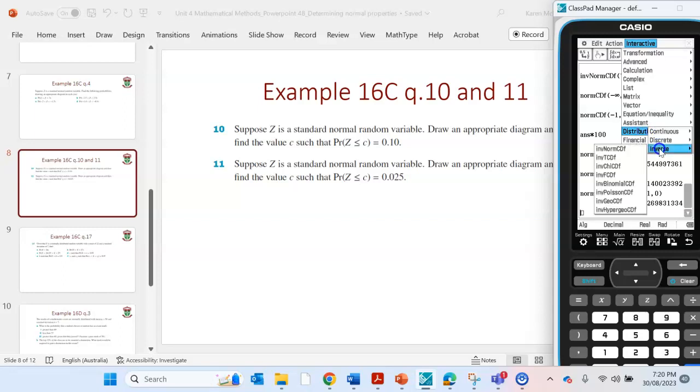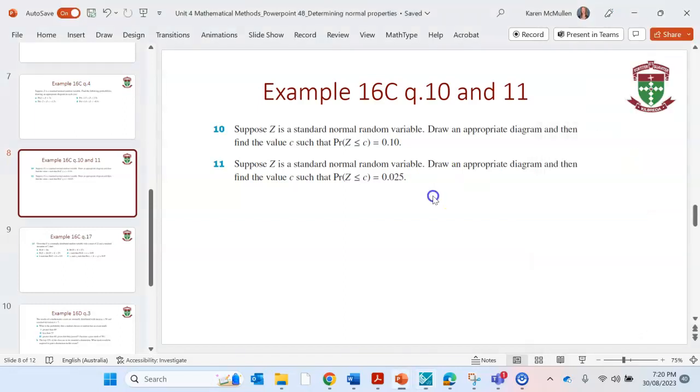So the inverse is now just going to tell us what that value of C is. So I should have drawn a diagram first. Let me draw a diagram first. It does say to draw a diagram and then find it. It's really hard to draw on this screen.